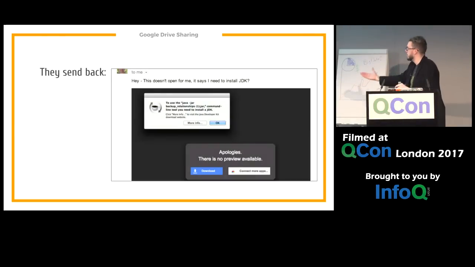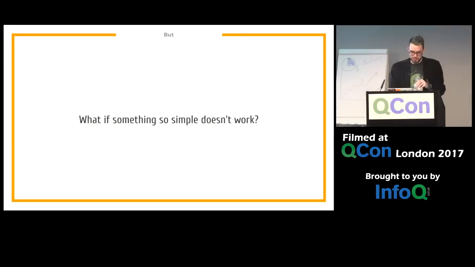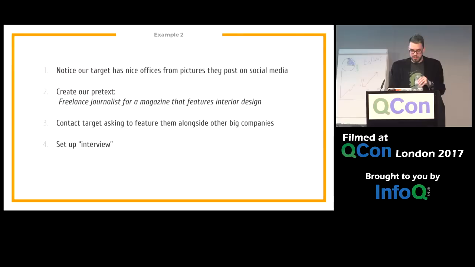So this is what the person sends back. Hey, it doesn't open for me. It says I need to install JDK. So this would have been a shell, but they didn't have Java installed. So of course, my next step is like, okay, here's how you install the JDK, please. But yeah, sometimes it doesn't work. So what if something simple like that doesn't work? The good news is it continues to get worse.